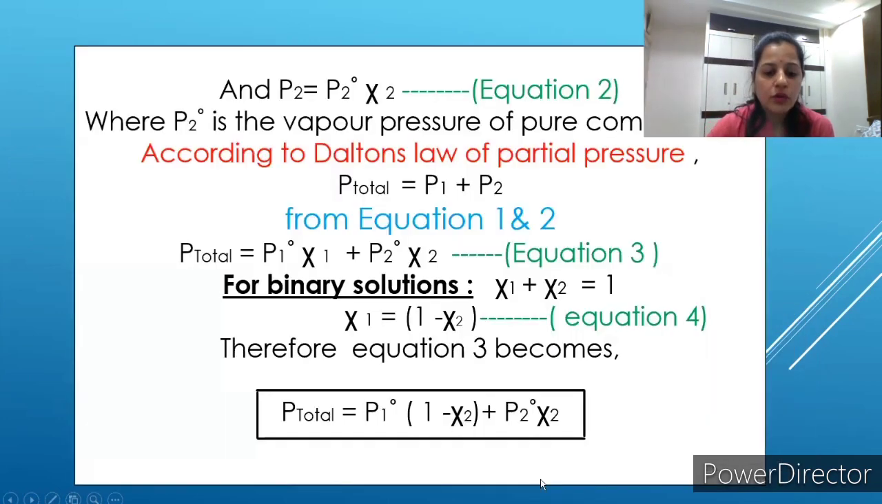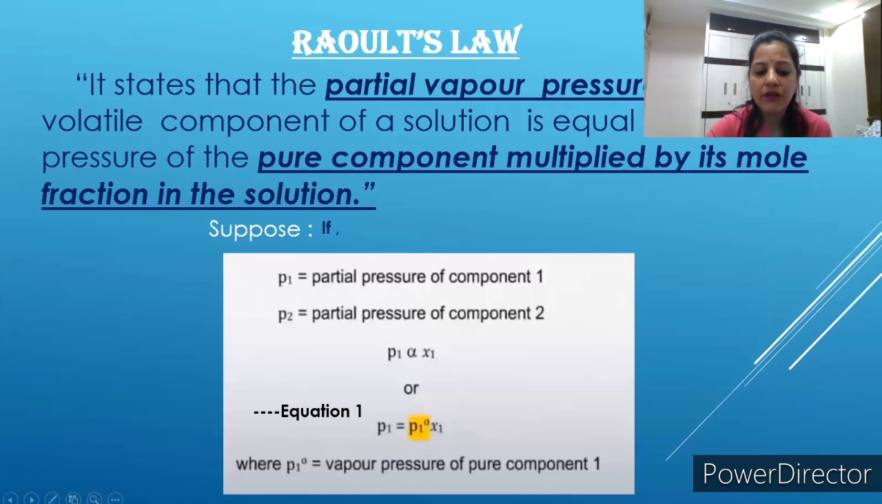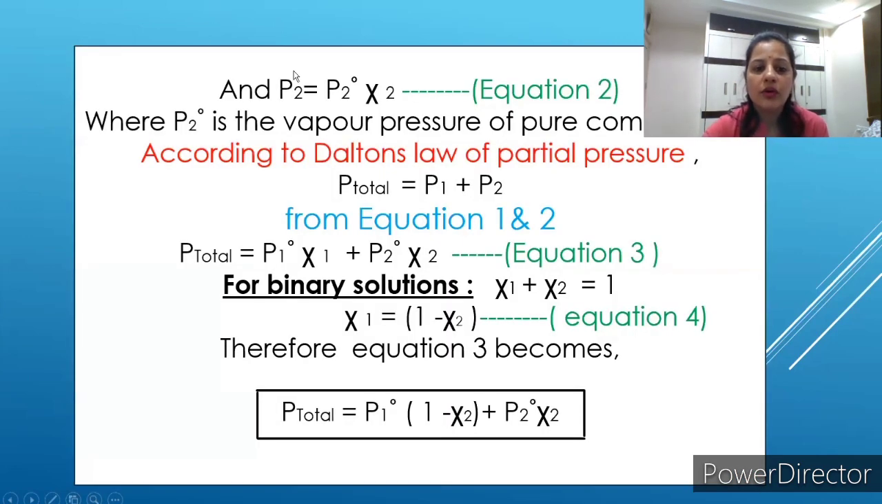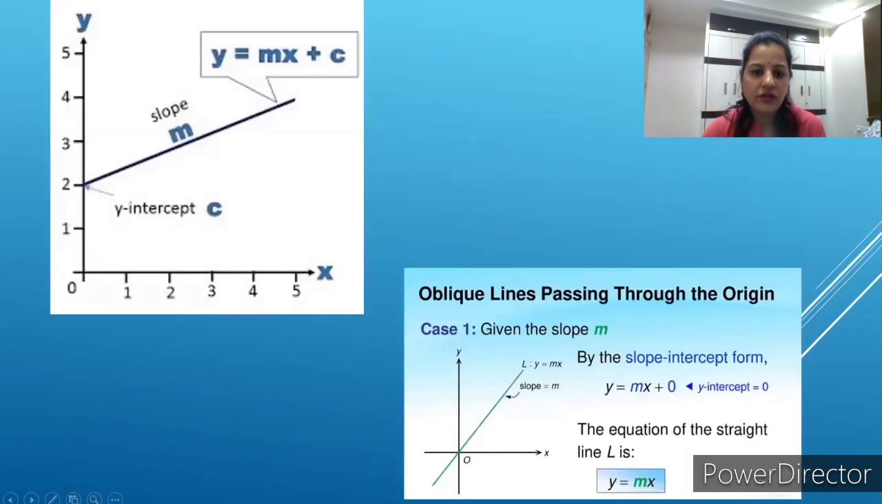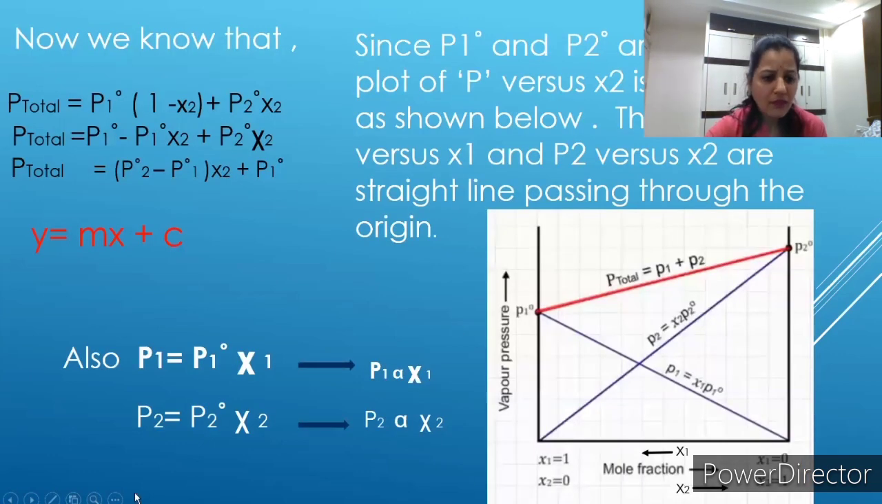Also, from these two equations, P1 is equal to P1 naught into x1 and P2 is equal to P2 naught into x2, if we compare them with this type, they become of the type y is equal to mx. Why? Because in this equation, P1 is equal to P1 naught into x1, so y is equal to m into x. Again here P1 naught is constant. So y is equal to mx.